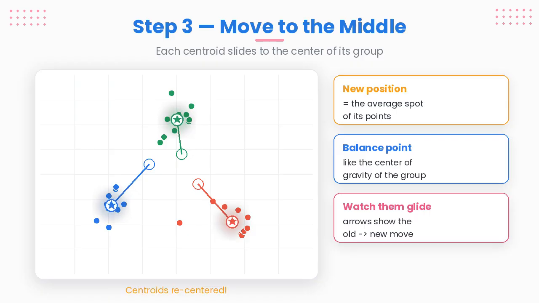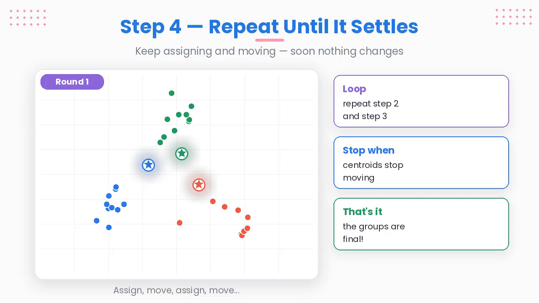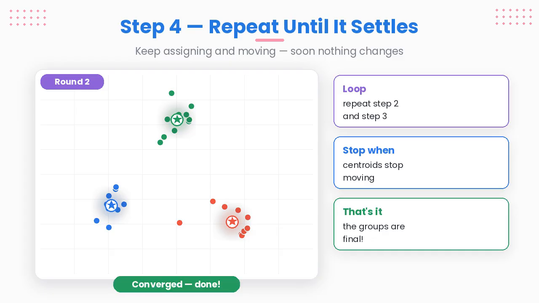Step 4. Repeat until everything settles. From here we just loop, assign the points, move the centroids, assign again, move again. With each round, the points get reassigned and the centroids shift a little less than before. Eventually, they barely move at all, and that's our signal to stop. When the centroids stop moving, the algorithm has converged, and the groups we see are final. It's that quiet repetition that does all the work.